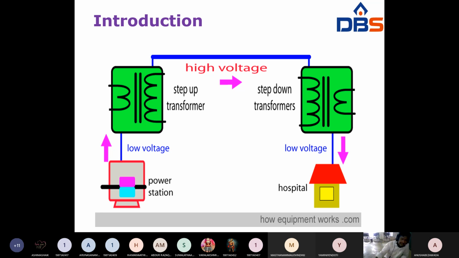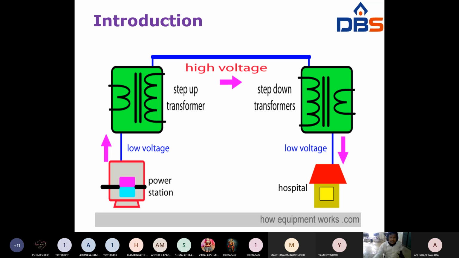We can consider this a transformer, with a primary winding and a secondary winding. This is one winding and this is another winding. The primary winding is the winding connected to the supply system. The winding connected to the load circuit is called the secondary winding.